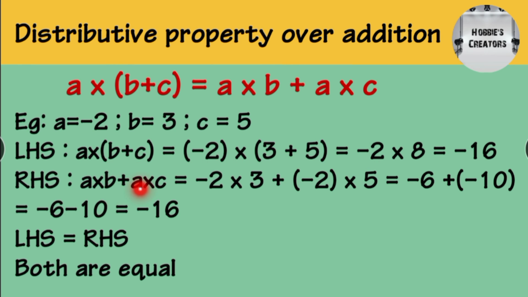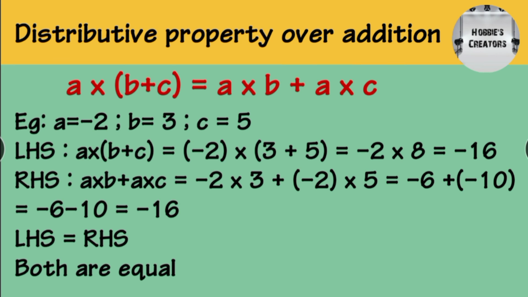Now we can do RHS, that is a into b plus a into c. See, minus 2 into 3. That is, I am just replacing a and b by the given numbers. Plus a into c, that is minus 2 into 5. So 3 2s are minus 6, 5 2s are minus 10. Plus into minus is nothing but minus. So minus 6 minus 10 gives you minus 16. So LHS equal to RHS. See here also minus 16 and here also minus 16. So both are equal. So distributive property is satisfied over addition.